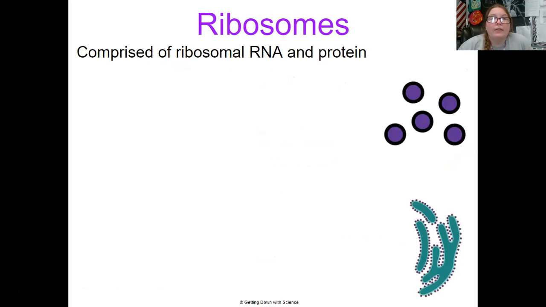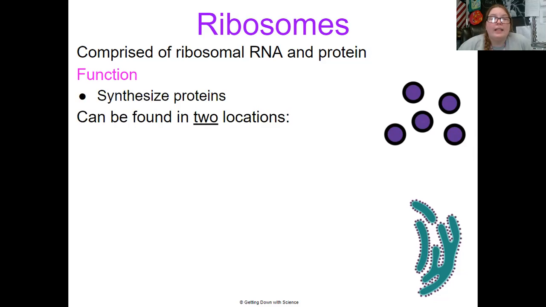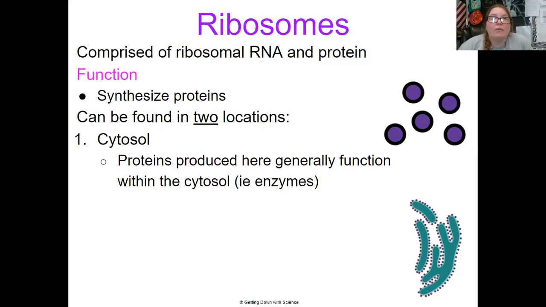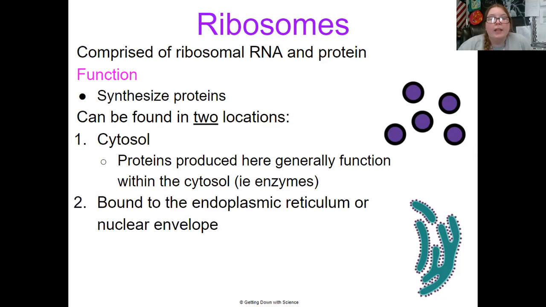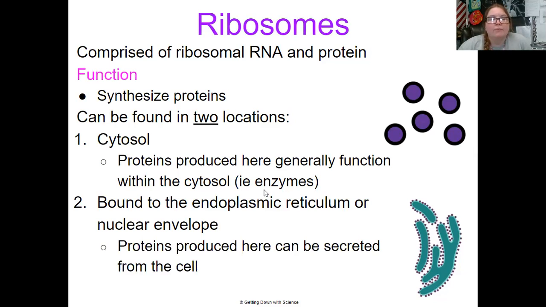So ribosomes are composed of ribosomal RNA and proteins. As we said, they synthesize protein. That's what they do. We have them in the cytosol or cytoplasm, basically the jelly area just floating around in the cell. And they're also bound to the endoplasmic reticulum or nuclear envelope. So that's why the rough ER is rough: it's coated with these little ribosomes. It looks like it's got bumps on it.